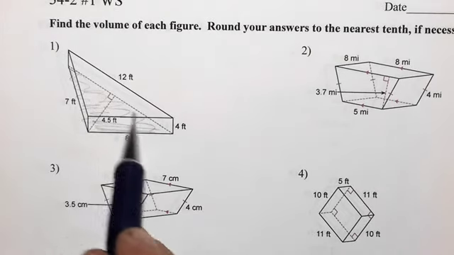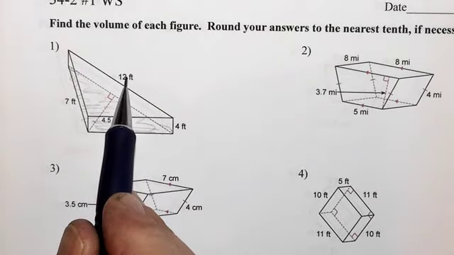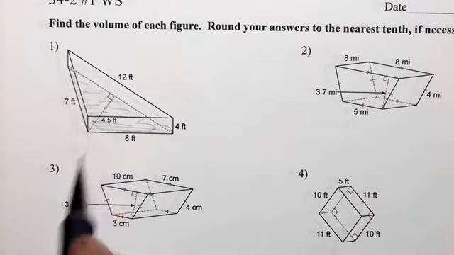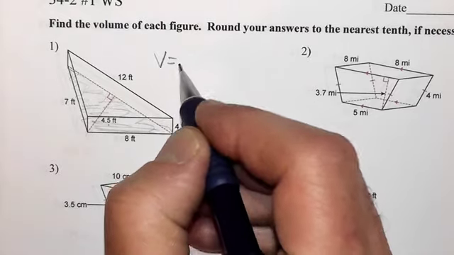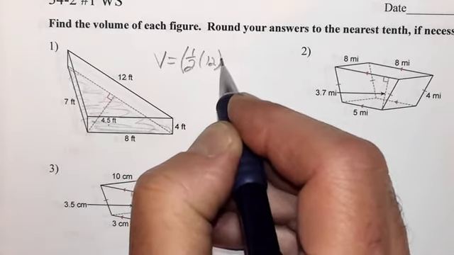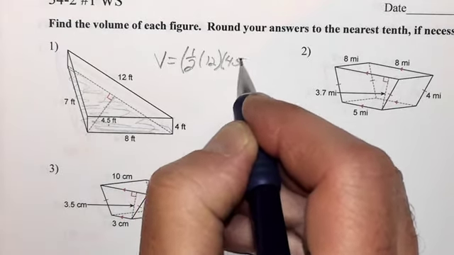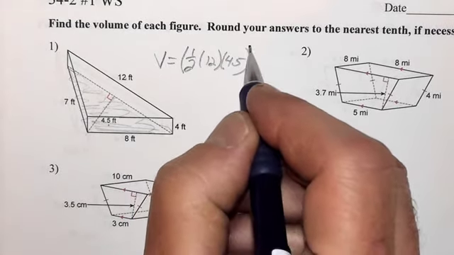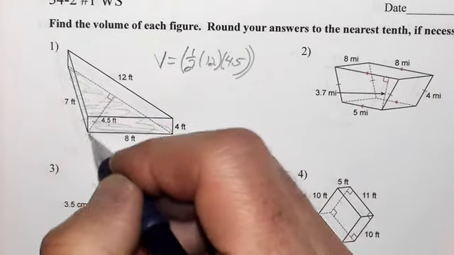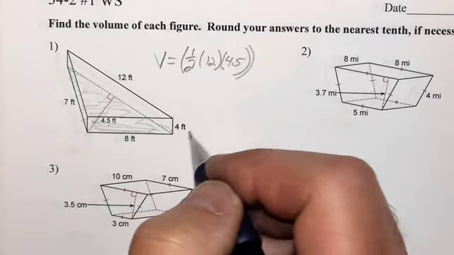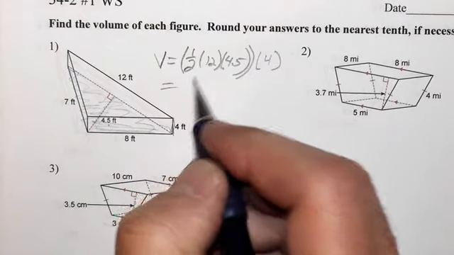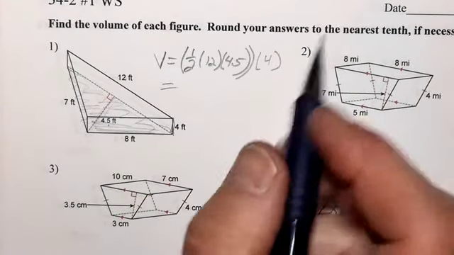And so if I look from here to here is 12 feet, isn't it? That's the base of the triangle. The height of it is this length, which is 4.5. So the volume of this is going to be 1/2 the base, which is 12, times the height of the triangle, which is 4.5. So there's the area of the base, 12 times 4.5 divided by 2, and then times the height of the prism, which is 4. And then it's just a matter of putting that in your calculator and working it out.